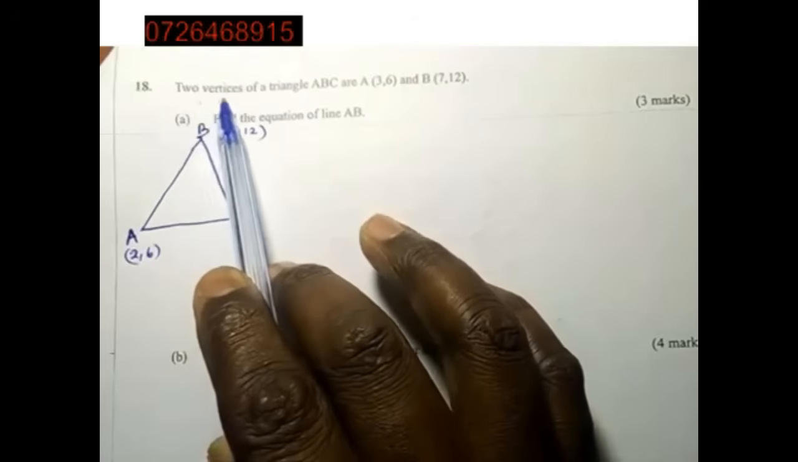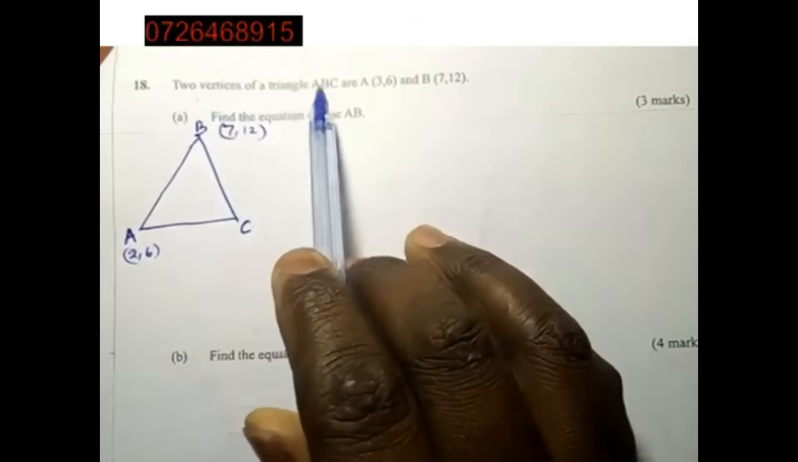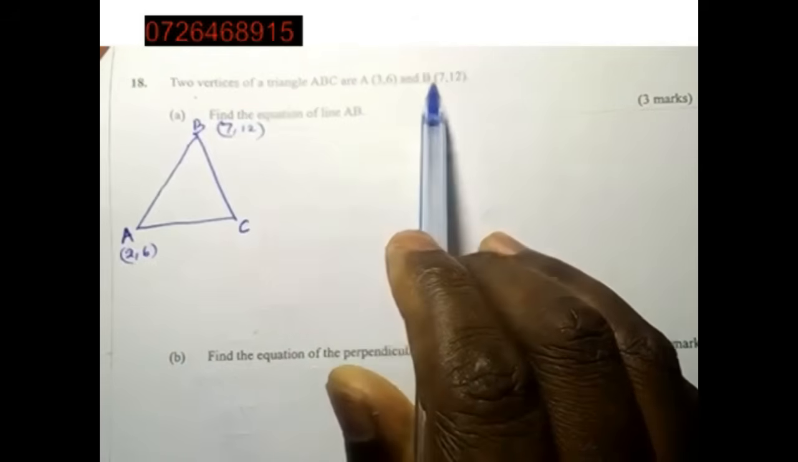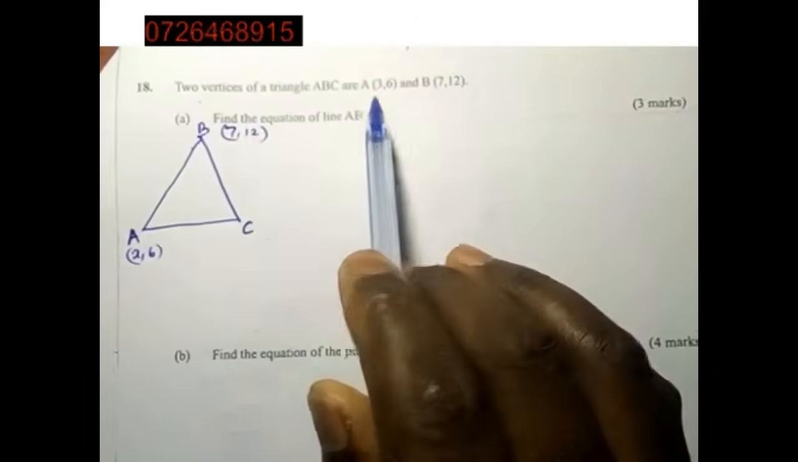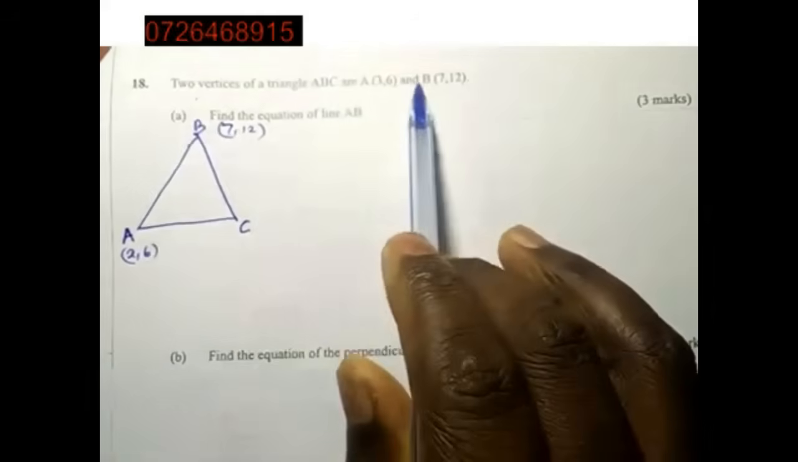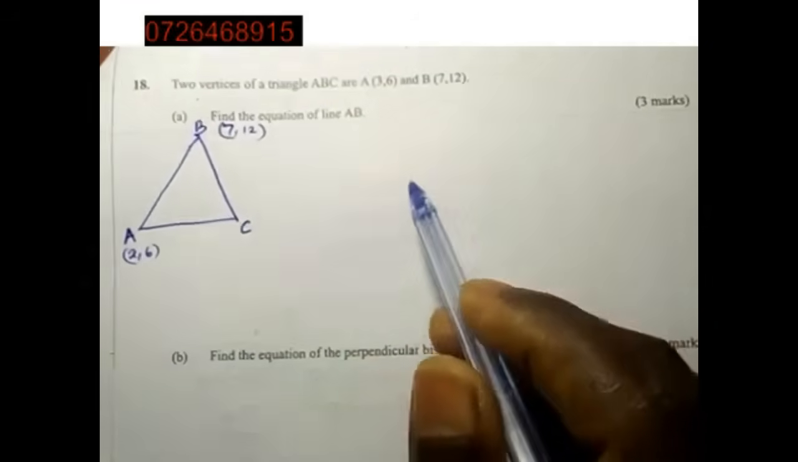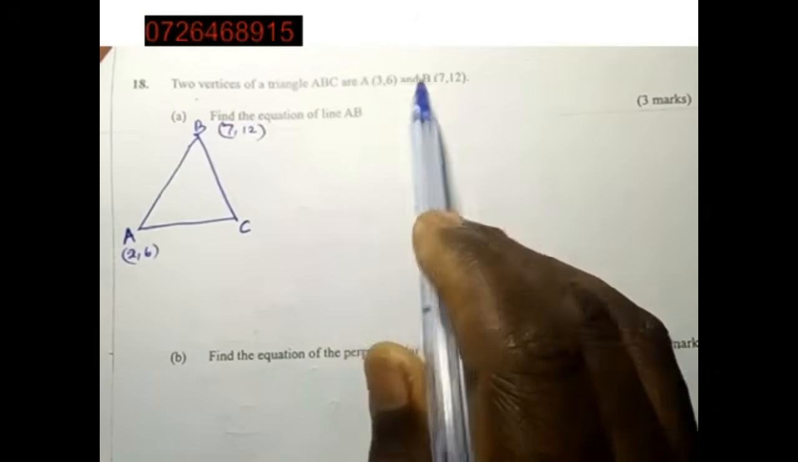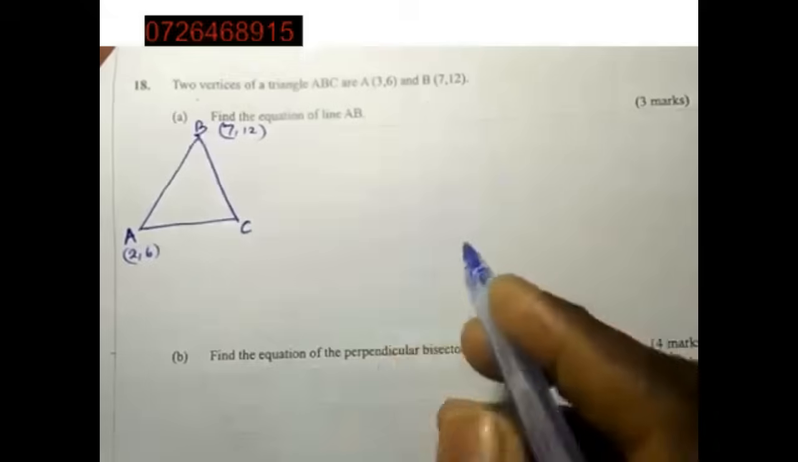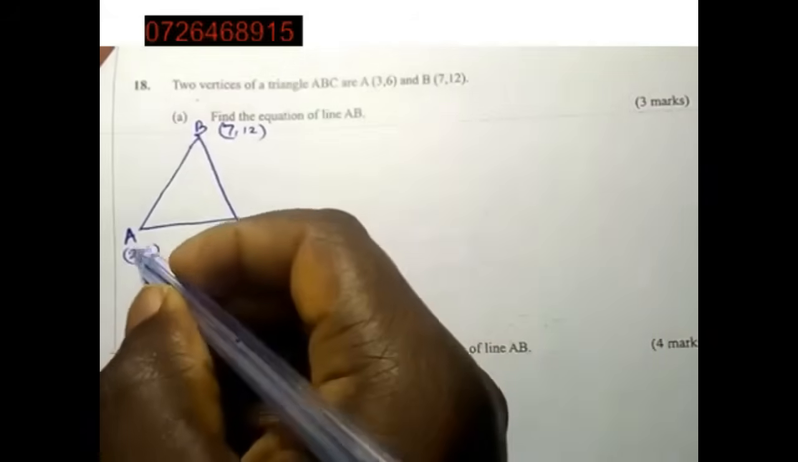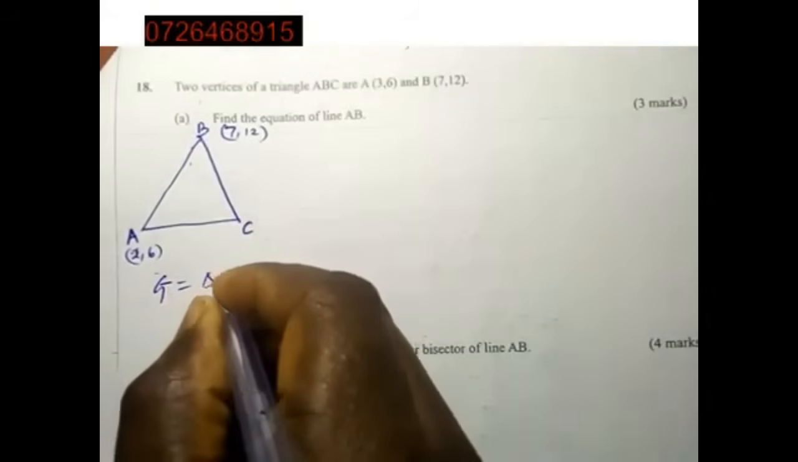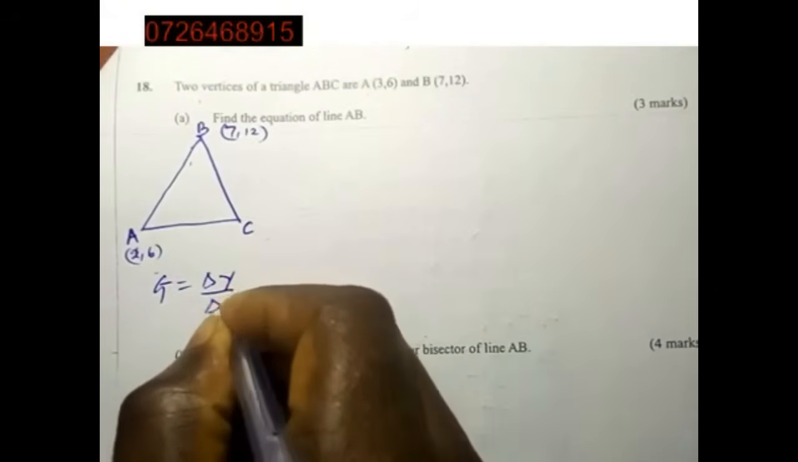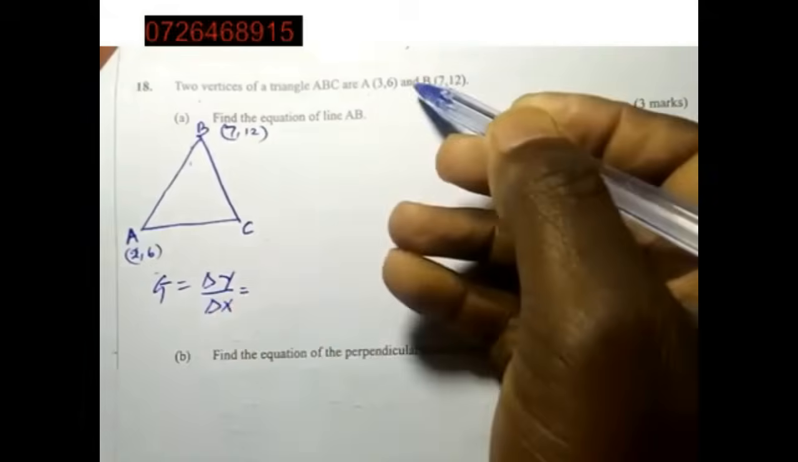Two vertices of a triangle ABC are A and B as shown. Find the equation of line AB. So we want to get the equation of a line. So ili tupata ni equation of a line na tumepewa points ya A and B, kitu ya kwanza tunatafuta ni gradient. So first we need to get the gradient of AB. Gradient of a line is given by change in y over change in x.